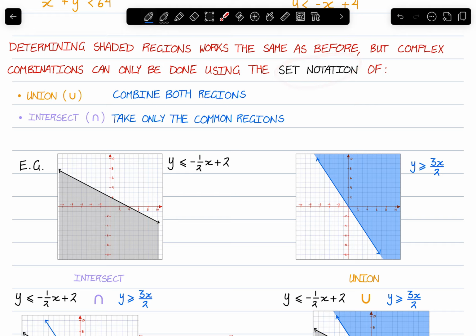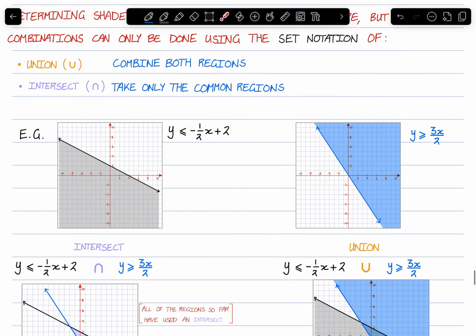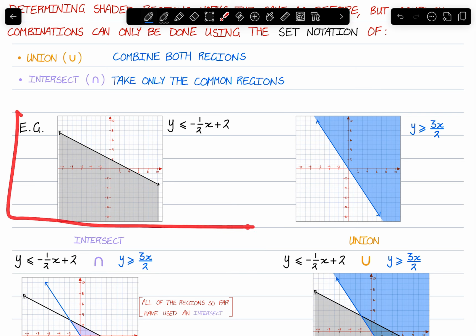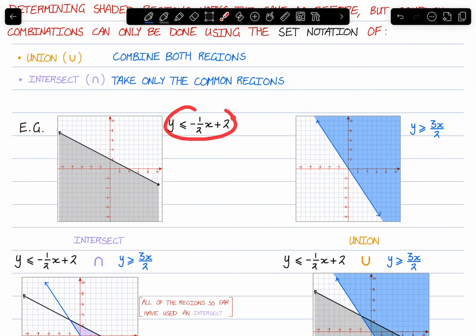set notation of a union or an intersect. A union simply combines both regions. An intersect, or an intersection, takes only the common regions. As a quick example, here are two lines. This region here is less than the line, and this region here is greater than the line.